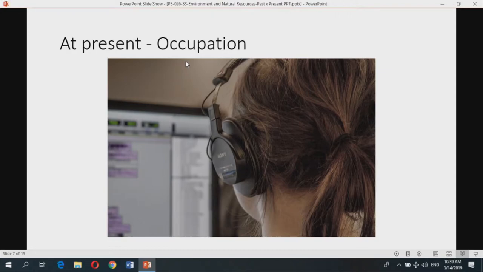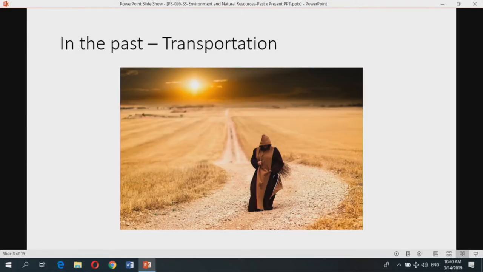At present. Occupation. Yes. Nowadays, people work using, what is this? Computer. Or headset or headphones. Nowadays, people use a lot of technology. Technology. And for technology, what do we need? Electricity. Yes. For computers and televisions. So at present, occupation.